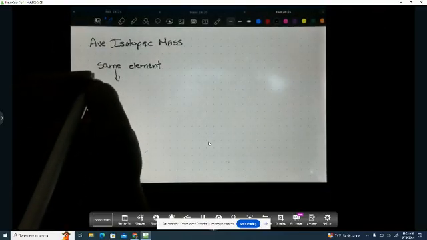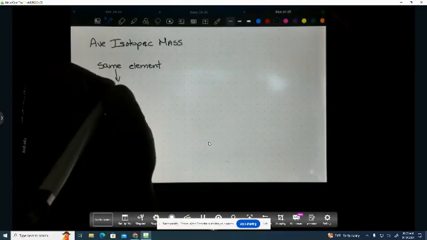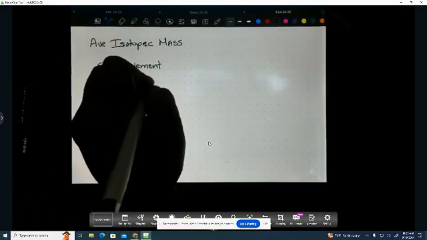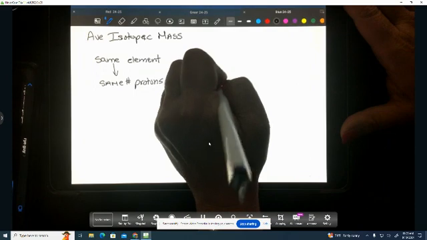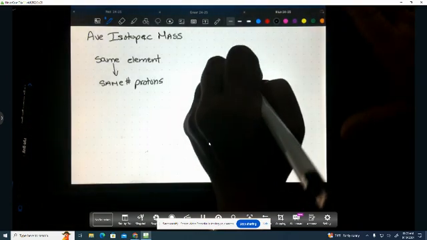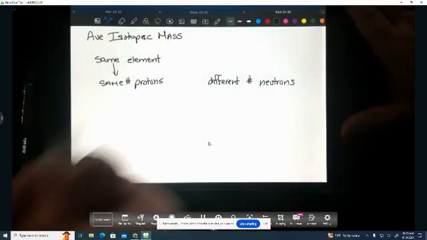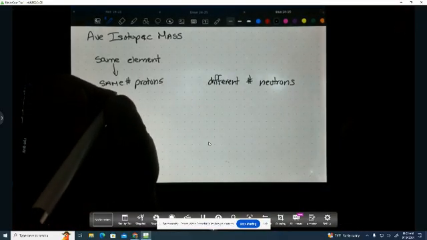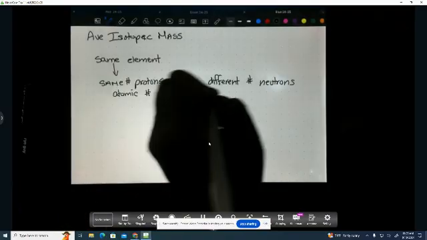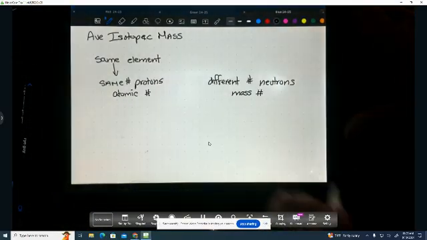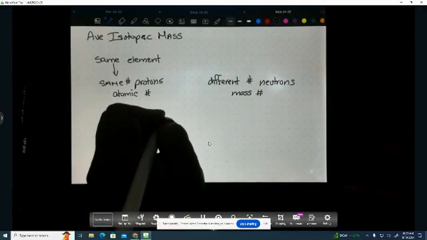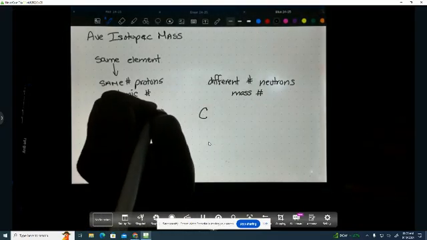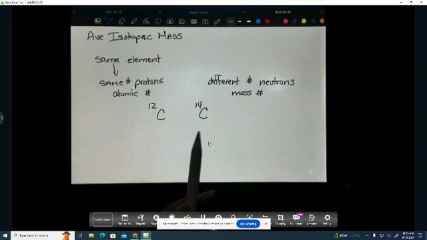Same element. So if they're the same element, they're going to have the same number of protons, and they're going to have different numbers of neutrons. They might use the word atomic number here, just so you know. They might use the word mass number here, just so you know. They could have the same number of protons or the same atomic number, different number of neutrons or different mass numbers. And when we write them in isotopic notation, something like this, the top numbers are different and the bottom numbers are the same.